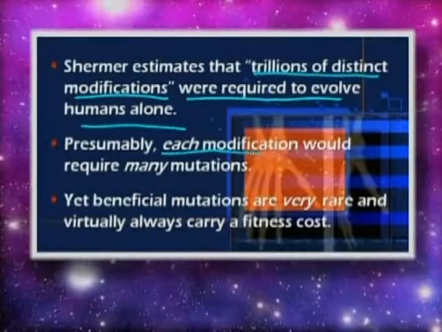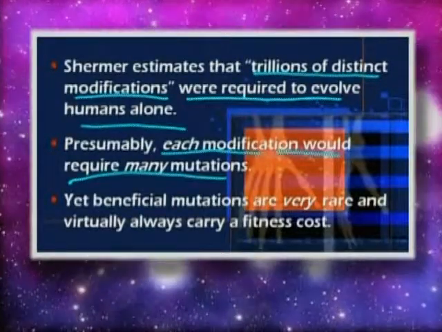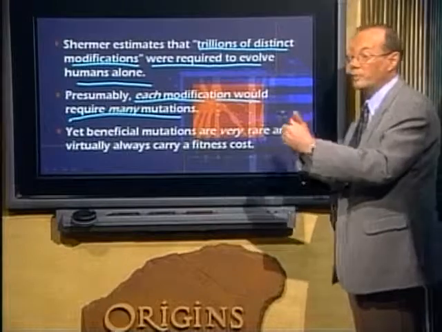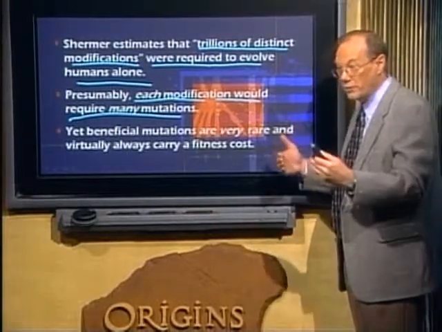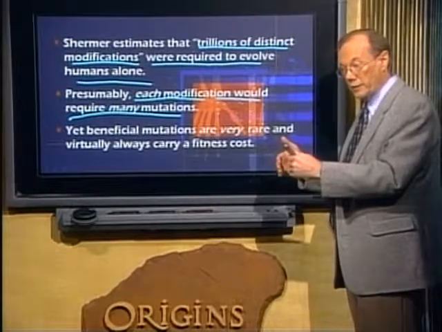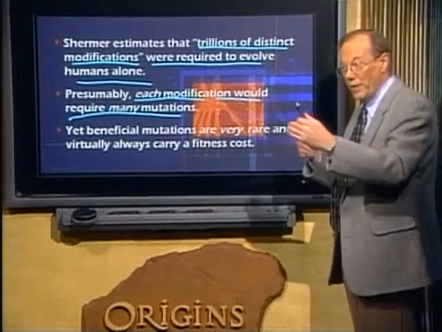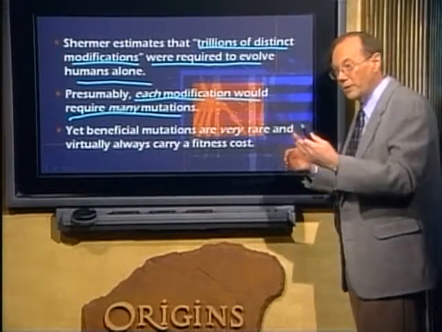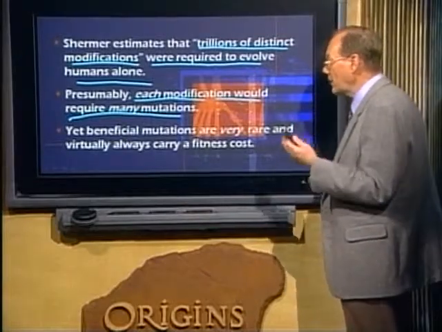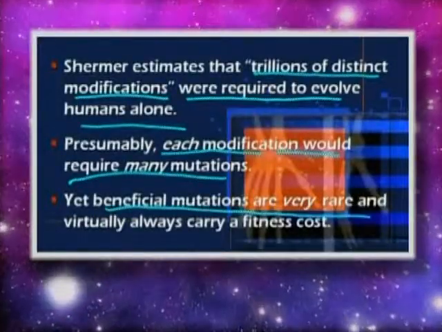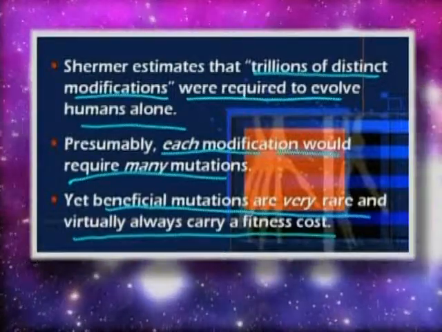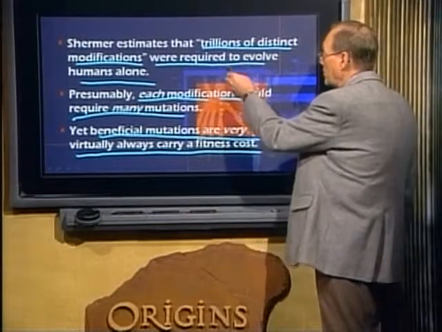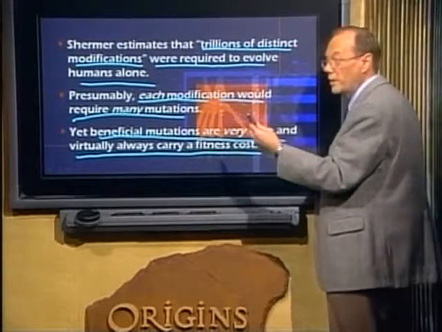Each modification, then, would probably require many mutations, because we can get a mutation which produces a beneficial change, then we get another mutation which goes backward. So to get the set of mutations we need, we have to have many more mutations than is required, because it's like going 2 feet up and 1 foot down. We progress and then we go backward. The fact is, though, beneficial mutations are very rare and virtually always carry a fitness cost, as we talked about earlier. So they're rare, number one. So if we need trillions required to evolve us, how many do we need, period?